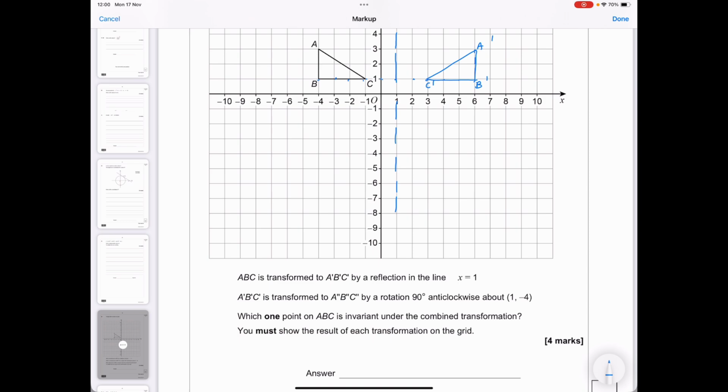So A dash B dash C dash is transformed to this, A double dash, B double dash, C double dash, by a rotation 90 degrees clockwise around 1, minus 4. So 1, minus 4 is here. So it's 1, minus 4. So you're doing it round here.